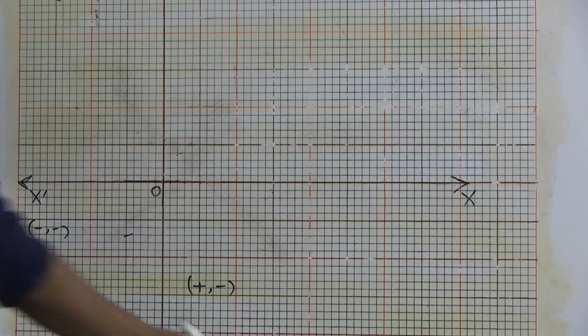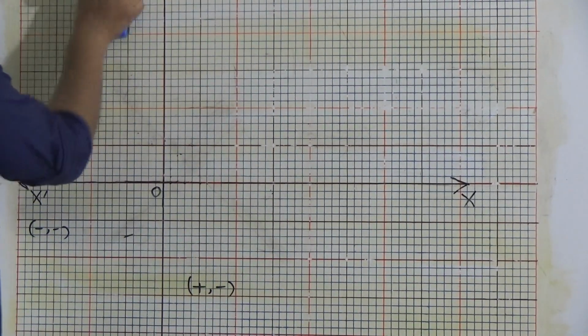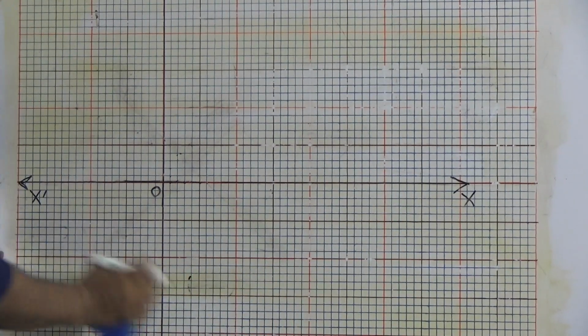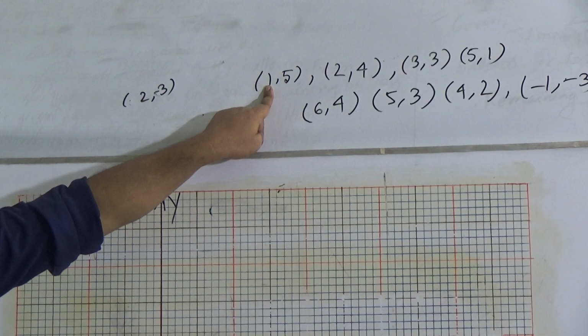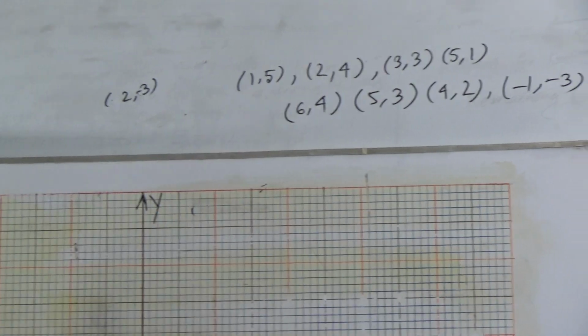I hope you have understood. Okay. Now I erase this. Now my dear students, we put 1, 5. 1 means abscissa. Abscissa is count along x axis.